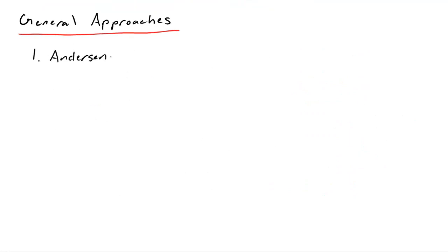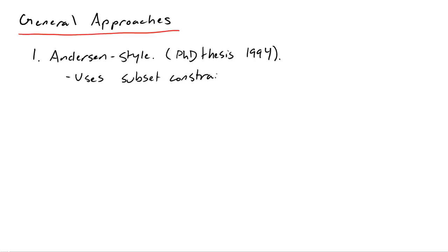Now, there's 2 basic general approaches to doing points-to analysis. First, there's Andersen-style analysis. Now, the Andersen-style analysis comes from a PhD thesis from 1994. At a high level, it uses what's called subset constraints and has a time complexity of O(n^3), where n is the number of statements in the program.